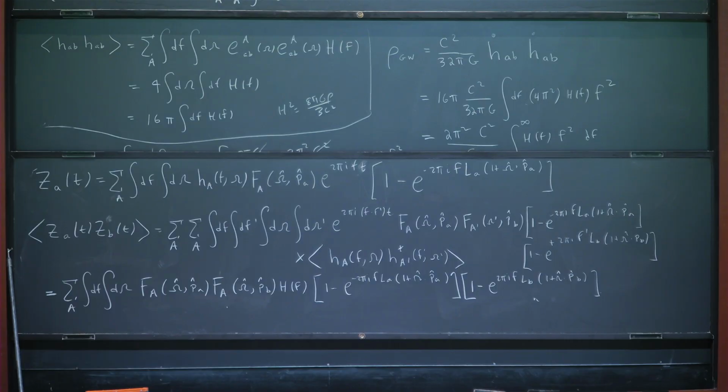Yeah. So when we write out the expectation value of ZA of t and ZB of t, are we assuming that pulsars A and B have the same arrival times?